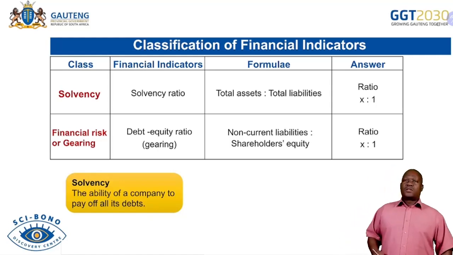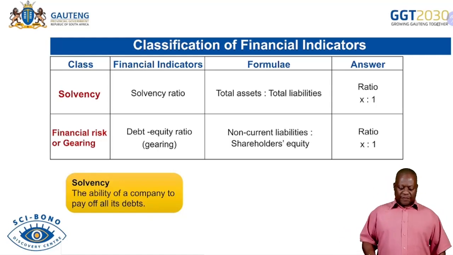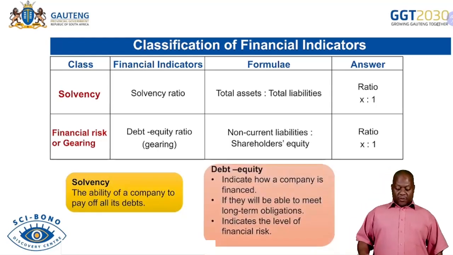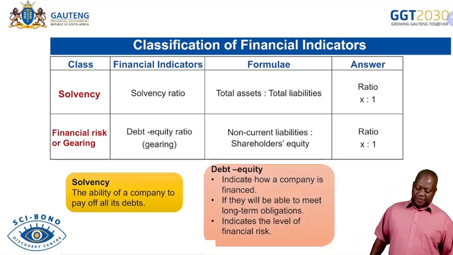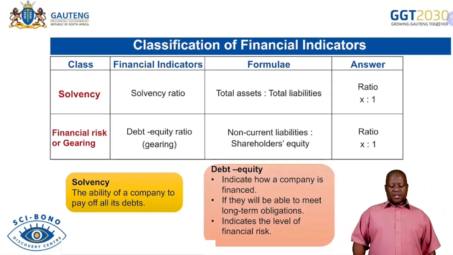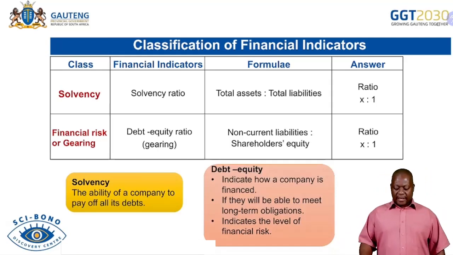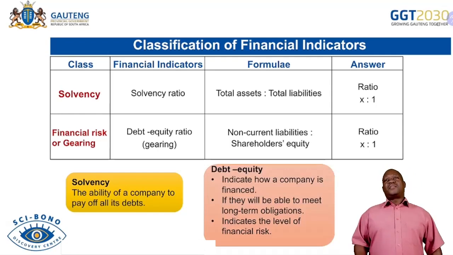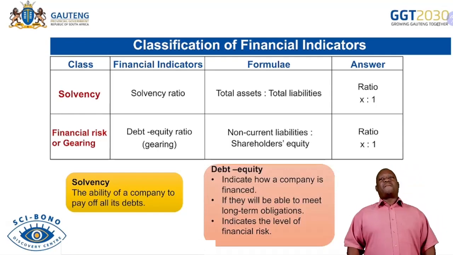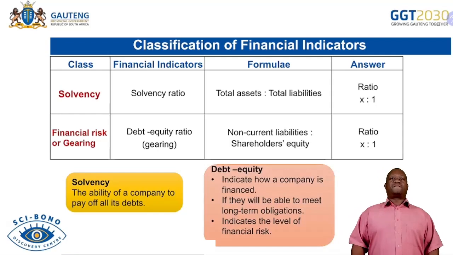Now, the solvency, the ability of the company to pay off all its debts. And then debt equity, it indicates how the company is financed, if they will be able to meet long-term obligations, and it indicates also the level of financial risk that the business is facing.